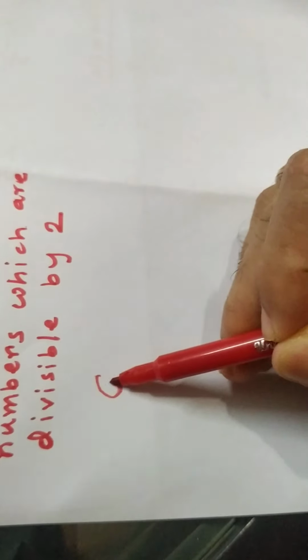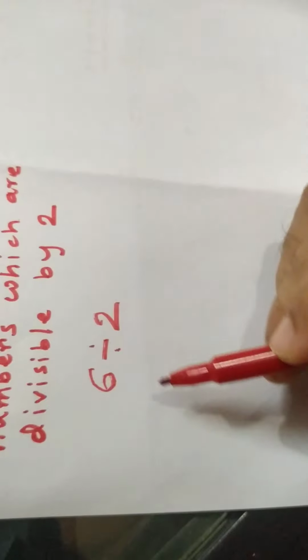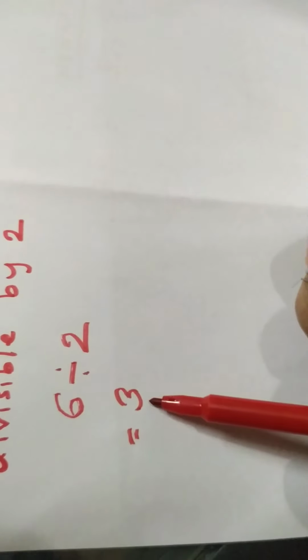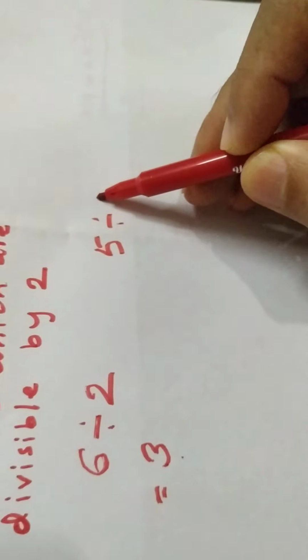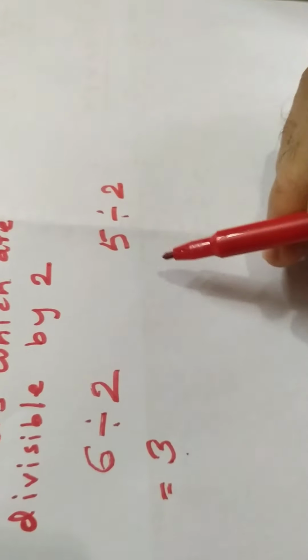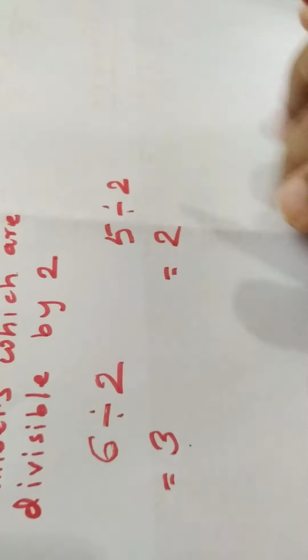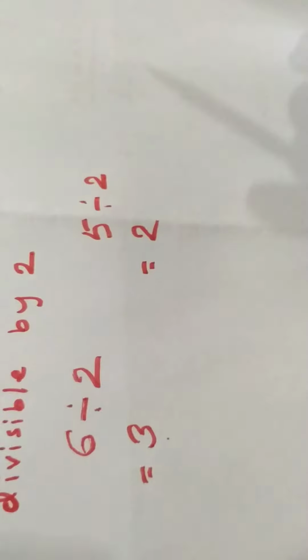Let us suppose I divide 6 by 2. What do I get? 3. Is there any remainder? No. Since there is no remainder, I say that 6 is divisible by 2. But what if I divide 5 by 2? Well, I get 2, but I have a remainder of 1. So since there is a remainder of 1, I cannot say that 5 is divisible by 2.